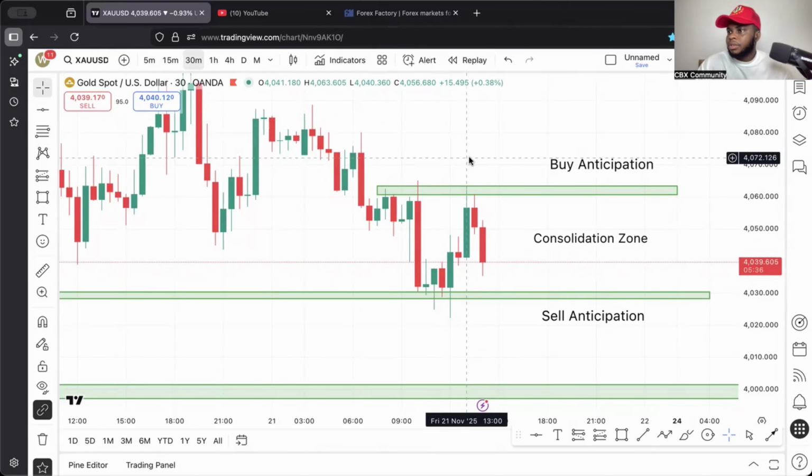It's just okay, but it's fine. Let me just put it there. So we are still anticipating this candle to close before we decide to take a position.